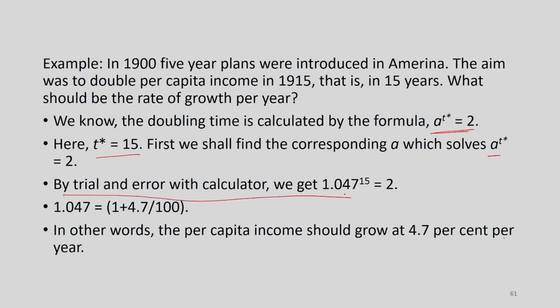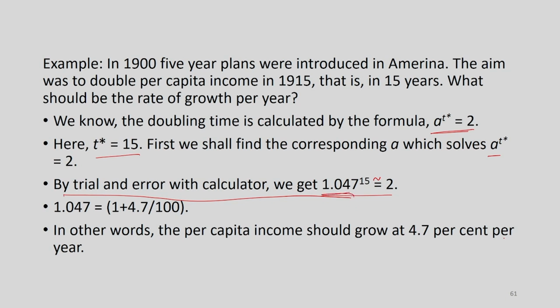If you have a very simple calculator which allows you to find the power of a number, then you can find out that if you take small a equal to 1.047, then 1.047 to the power 15 is very close to 2, not exactly 2, but approximately equal to 2. So, our small a is this number. Okay, we have solved that.